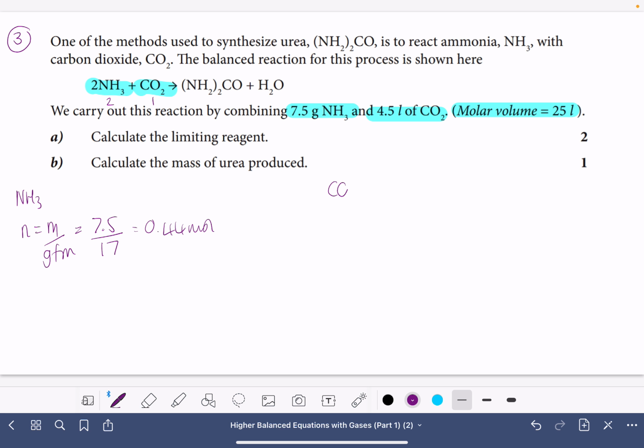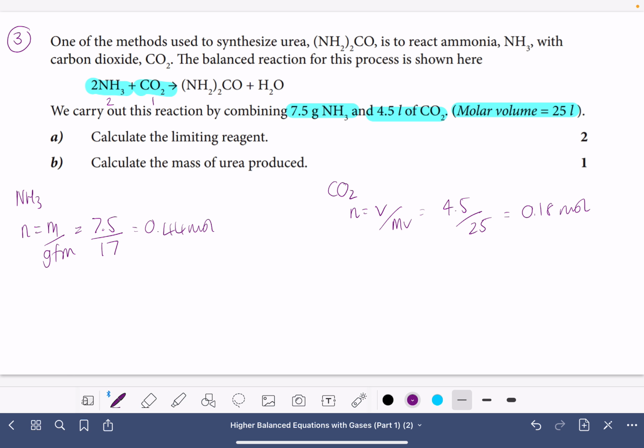For the carbon dioxide, it's a gas, and we're told we've got 4.5 litres of it. So we work out the number of moles, which is the volume divided by the molar volume. So 4.5 divided by 25, and that is 0.18 moles. Now we need to work out which one is limiting.